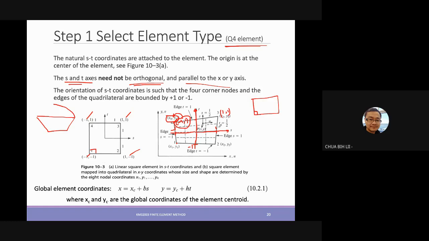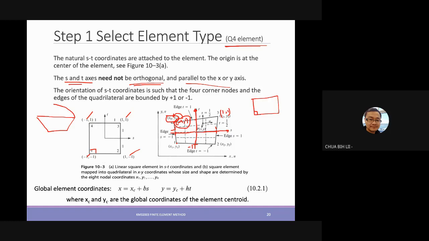Therefore, in the program itself, when you do the programming of this Q4, it will be now much easier. You don't need to exactly get the value of the x and y coordinate. You just use the -1, 1, 1, 1, 1, -1, and so on, to calculate what is the stress by that particular element, I would say explicitly.